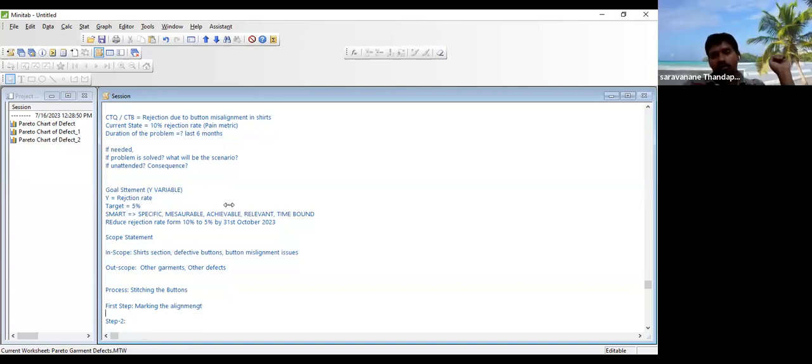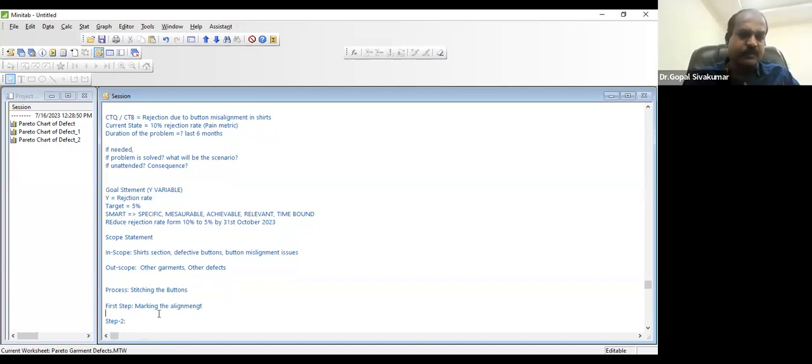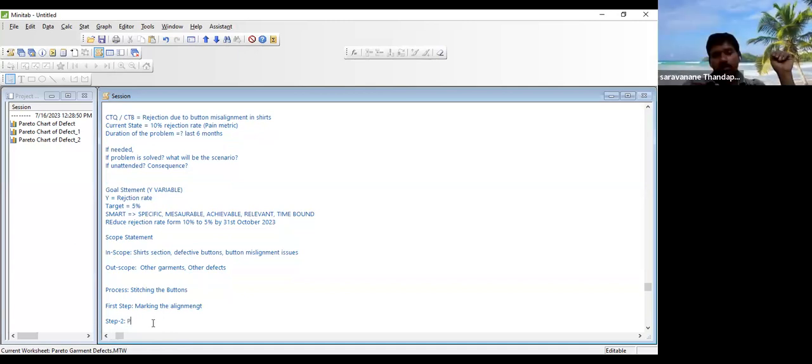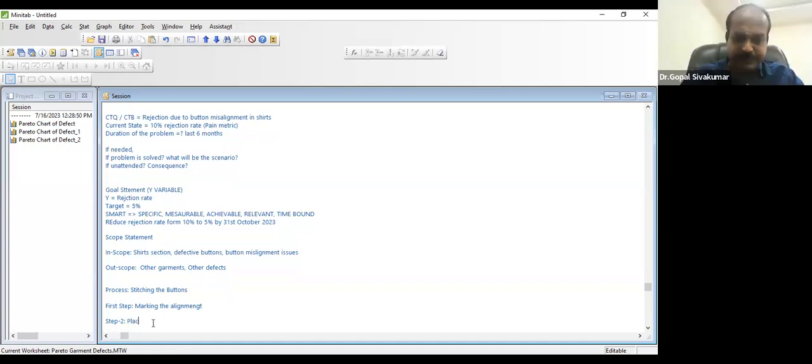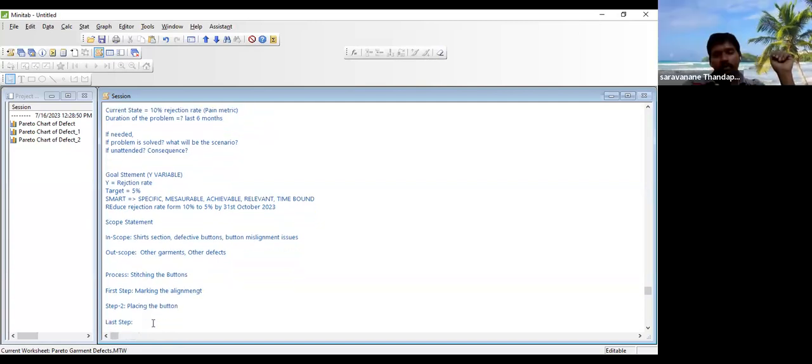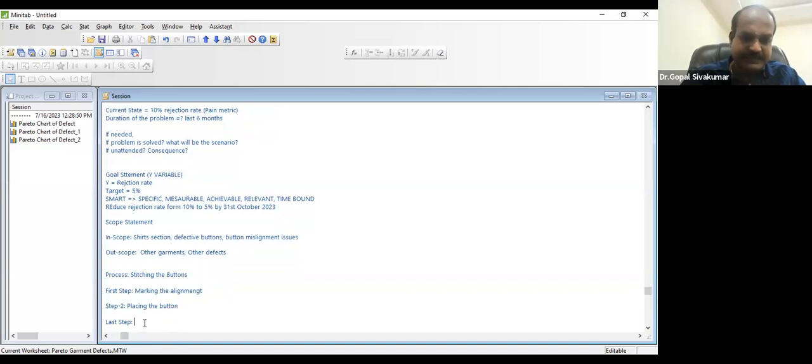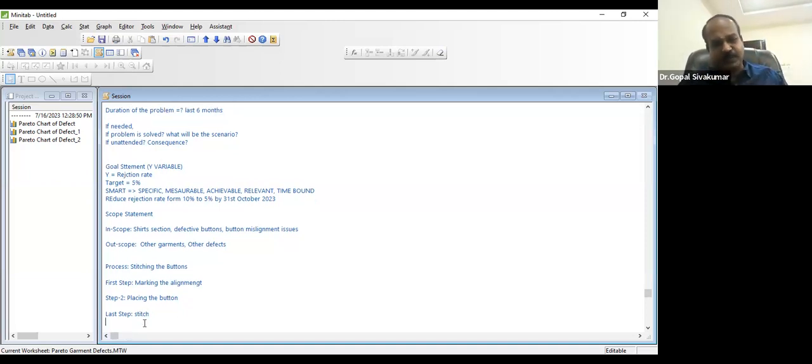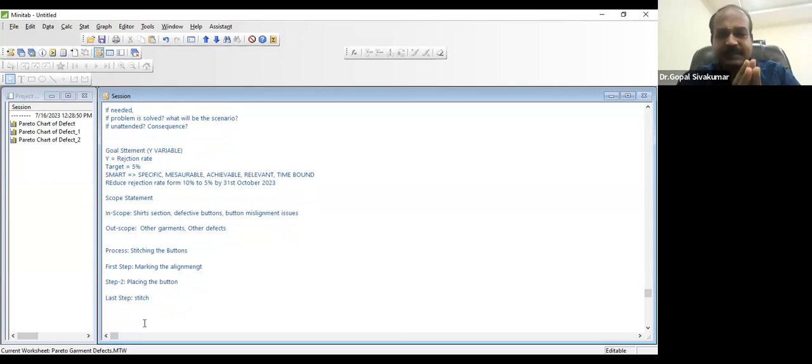And then what happens? Go for stitching. Placing the button as per alignment. And then finally stitching. Only 3 steps. Somewhere here only mistake is happening. Yes or no? Stitching is done. Yes, the scope process is identified.